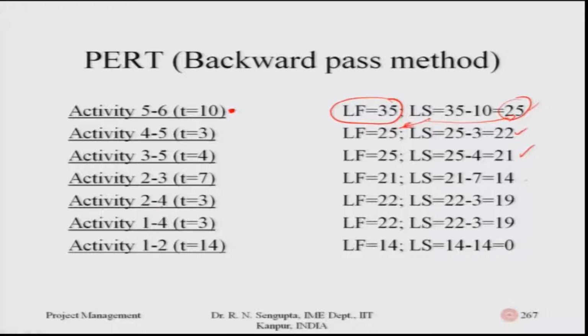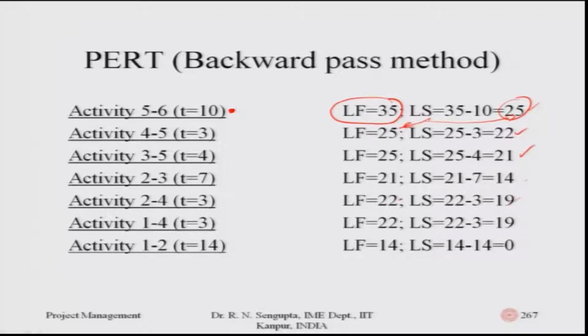Then let us come to 2-4. In 2-4, let us go where 4 has just started. The late start was 22, 22 comes here, 22 minus 3 is 19, and I find out the late start of activity 2-4.